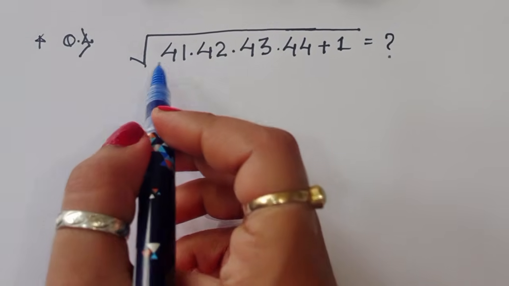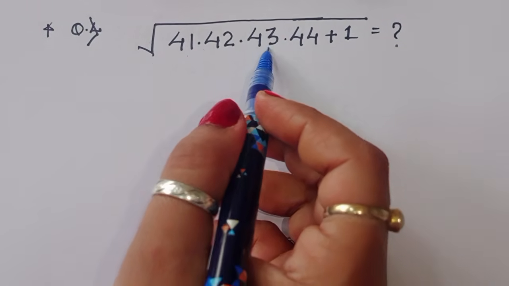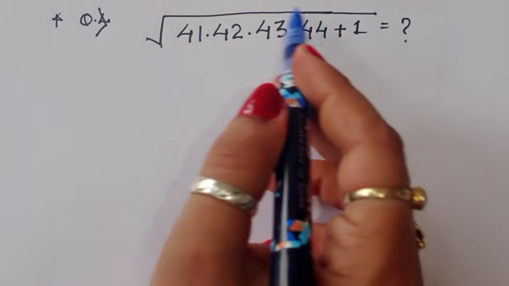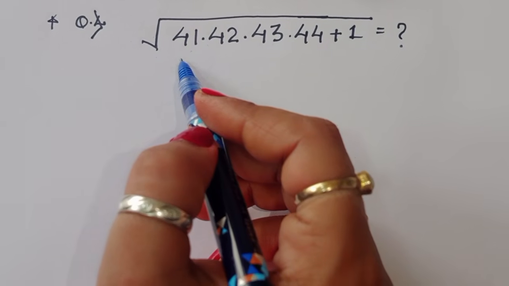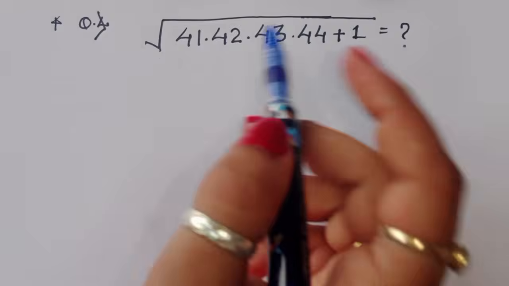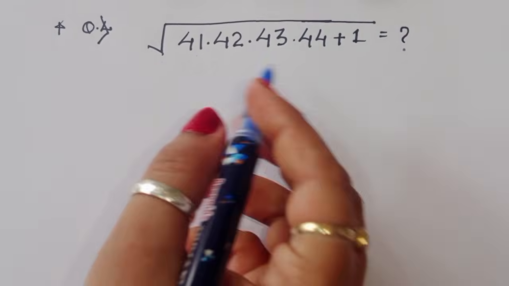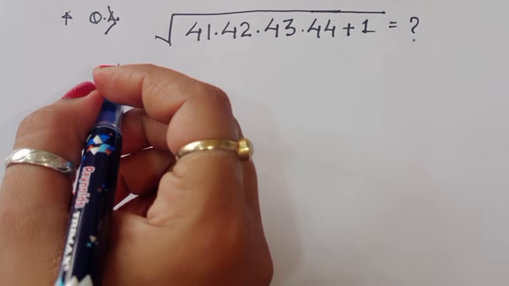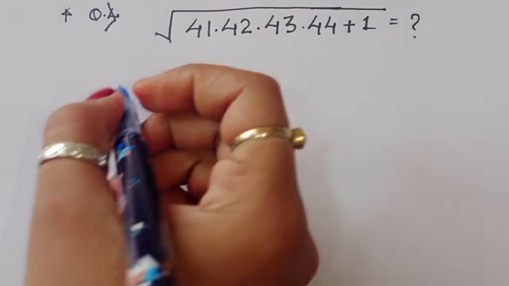We are given the square root of 41 times 42 times 43 times 44 plus 1. We have to find out the value of this term. So how can we find out the value of this term? And one more thing, don't use a calculator here. Calculator is not allowed. We are solving this without using a calculator. So let's start the solution.